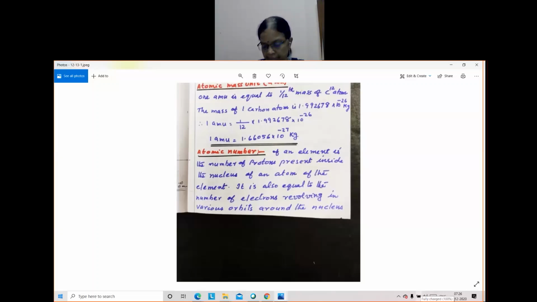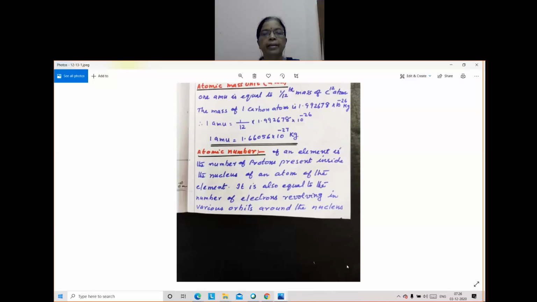Number of electrons revolving around the nucleus. Correct answer. So number of protons is equal to number of electrons. So what will be the charge of the atom? Equal number of protons and equal number of electrons. So what is the charge? Charge of atom? Neutral. Correct. Atom is electrically neutral. That's why.